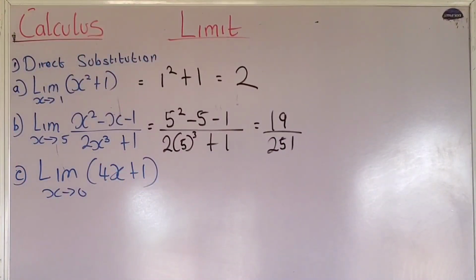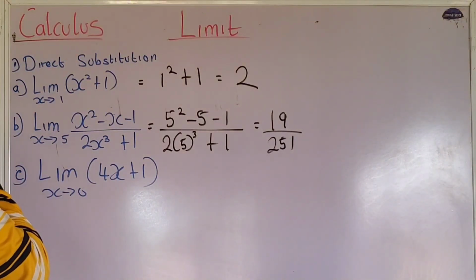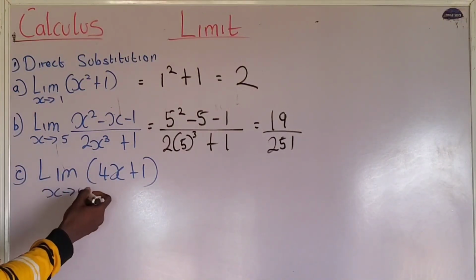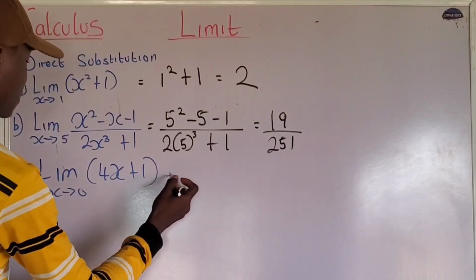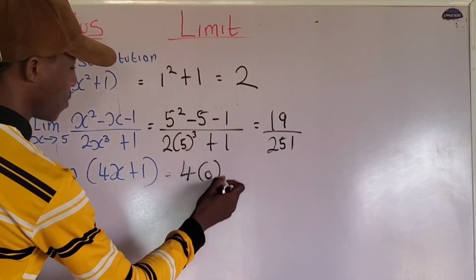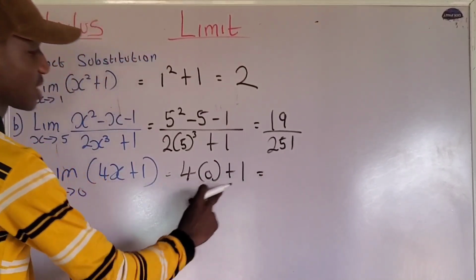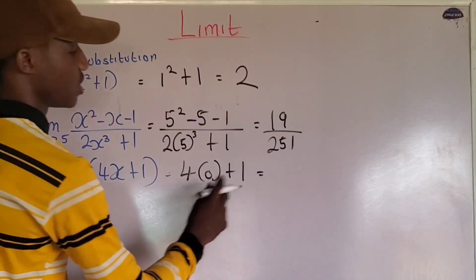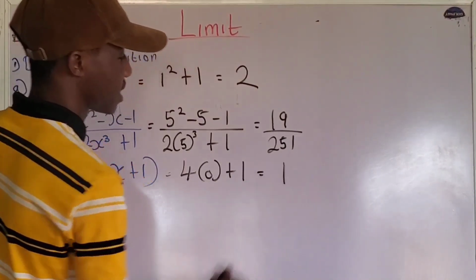251. So using direct substitution, that is the value that you're going to have: 19 all over 251. Now for the third function, we just replace x with 0. So I'm going to have 4 multiplied by 0 plus 1. Okay, 4 times 0 is 0. Okay, and we have plus 1, so the answer to this is 1.